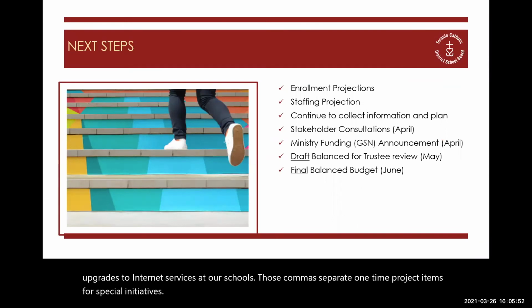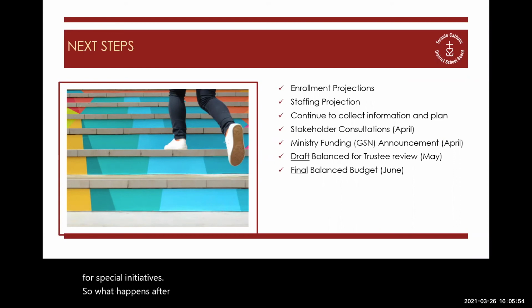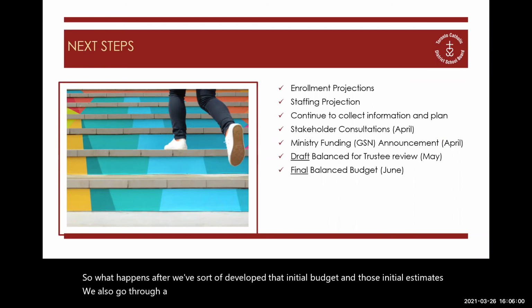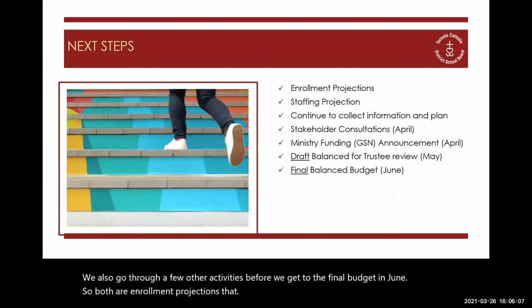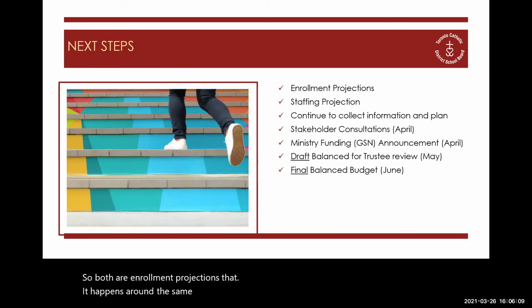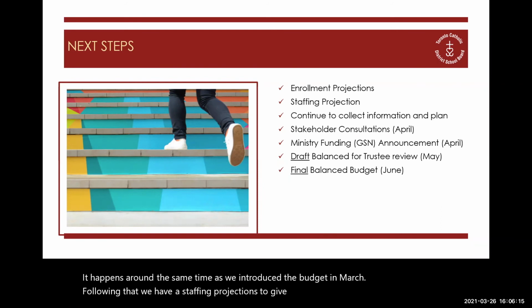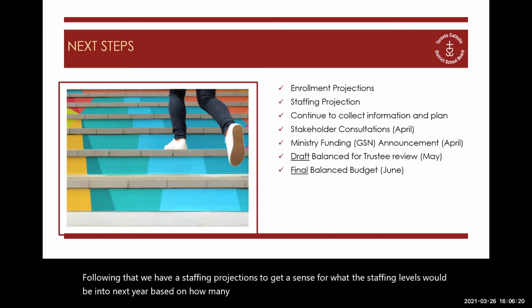So what happens after we've developed that initial budget and those initial estimates? We also go through a few other activities before we get to the final budget in June. So we'll go through enrollment projections. That typically happens around the same time as we introduce the budget in March. Following that, we have staffing projections to get a sense for what the staffing levels would be into next year based on how many students we think are going to be in the school system in September.